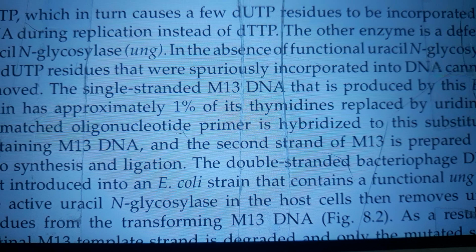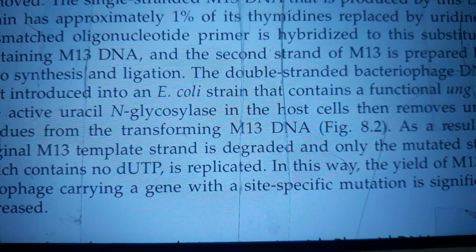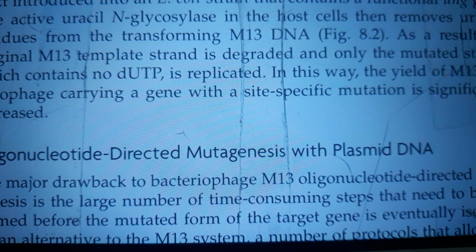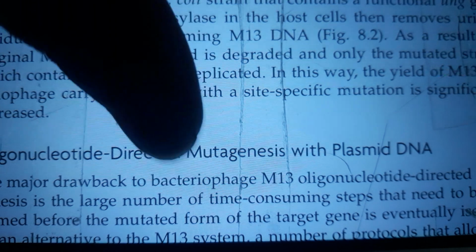A mismatched oligonucleotide primer is hybridized to the substitution-containing M13 DNA, and the second strand of M13 is prepared by in vitro synthesis and ligation. The double-stranded bacteriophage DNA is next introduced into an E. coli strain that contains a functional UNG gene. The active uracil N-glycosylase in the host cell then removes uridine residues from the transforming M13 DNA. As a result, the original M13 template strand is degraded, and only the mutated strand, which contains no dUTP, is replicated. In this way, the yield of M13 bacteriophage carrying a gene with a site-specific mutation is significantly increased.